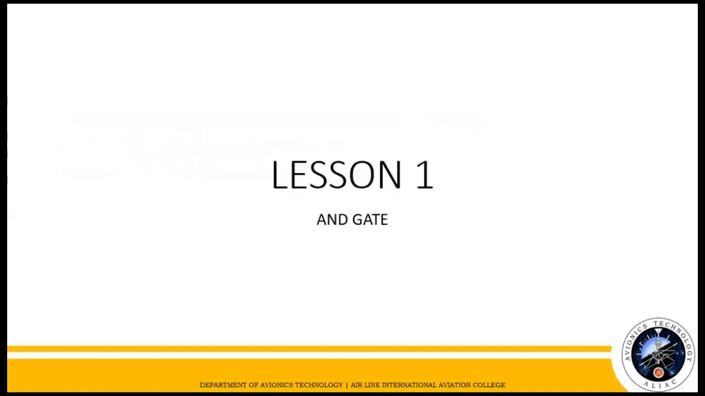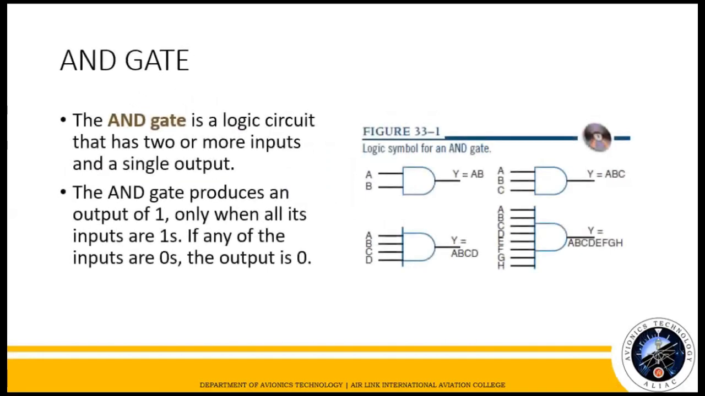So, ito na. Our first logic gate is the AND gate. Sa AND gate, sinasabi is the AND gate is a logic circuit that has two or more inputs and a single output. So, the AND gate produces an output of 1 only when all inputs are 1. So, if any of the inputs are 0, the output is 0. This figure shows the standard symbol used for the AND gate.